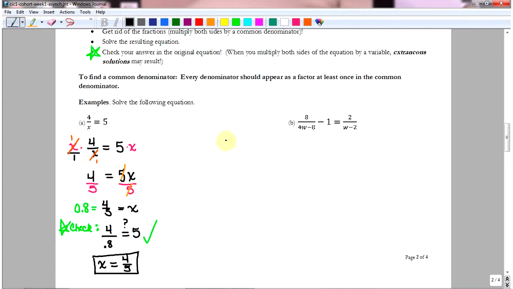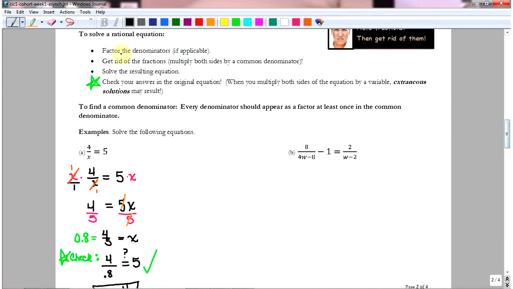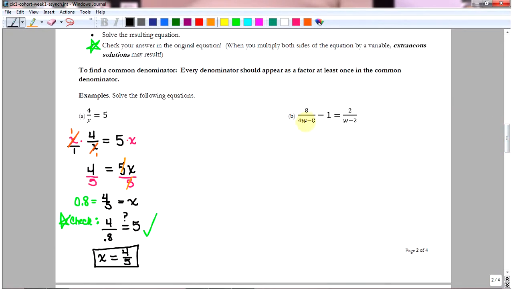All right, going on to our second example. Okay, remember our first step in solving rational equations is to factor the denominators if applicable. In this one, it is applicable that 4w minus 8 can be factored. We can take a 4 out of both of those terms. So if we factor out a 4, we're left with w minus 2.